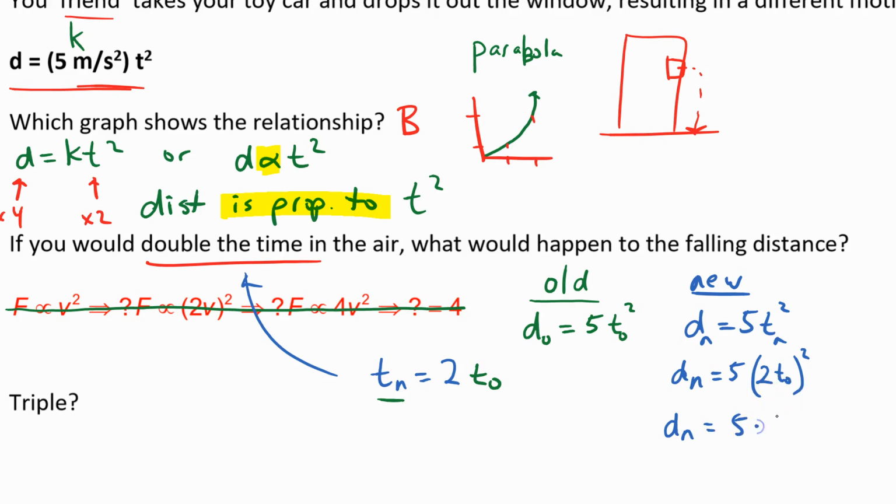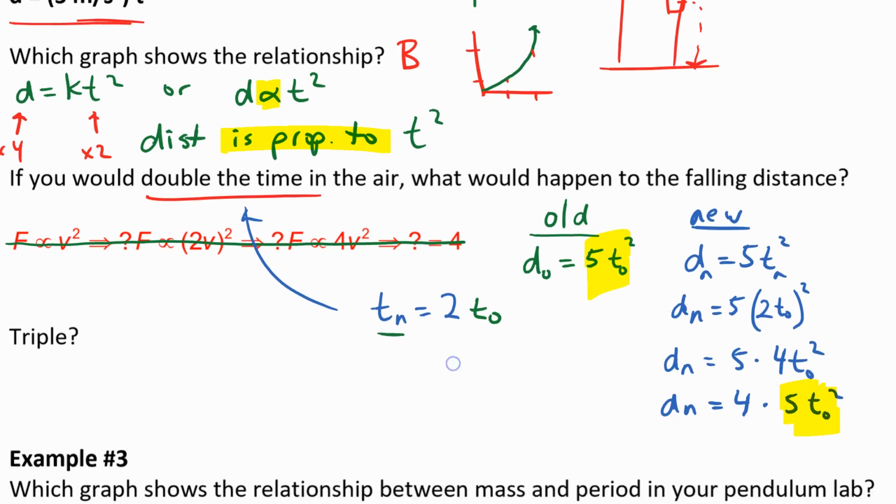So I'm going to say times 4 multiplied by the old time squared. Now, if I rearrange this, here's a 5 times 4 times t squared. I'm going to put the 4 out front, times 5 times the old time all squared. And now I'm going to point something out, is that this is the same as this.